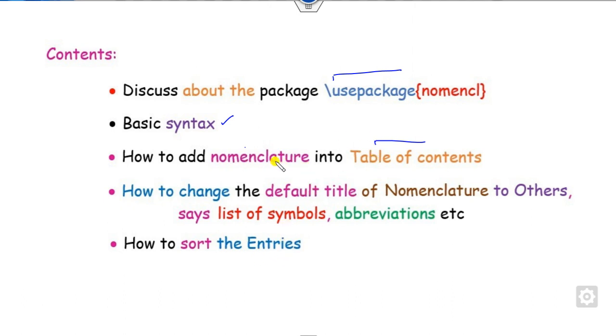So nomenclature is very useful when you are writing a thesis or a research paper, because whenever you are writing a research paper you have so many symbols. You always try to write all those symbols in one place, like alpha, integration and so on, in a single place. So let's start with this video.